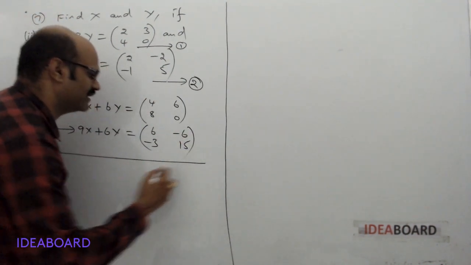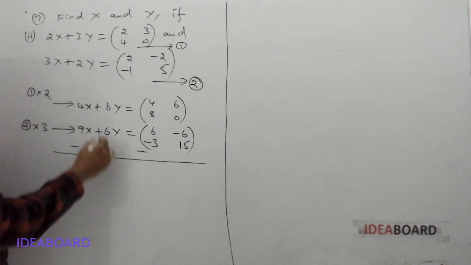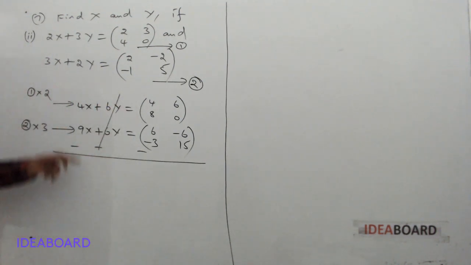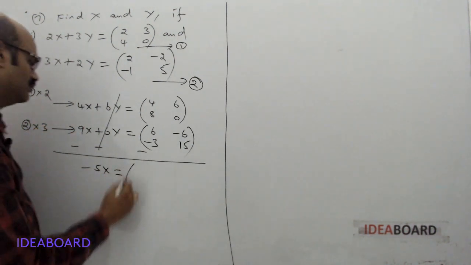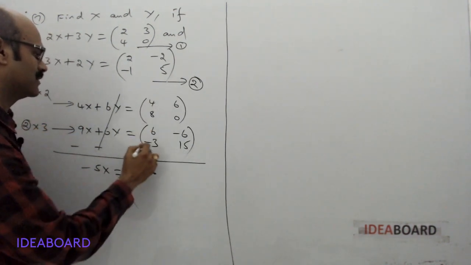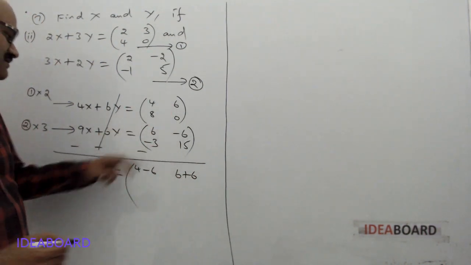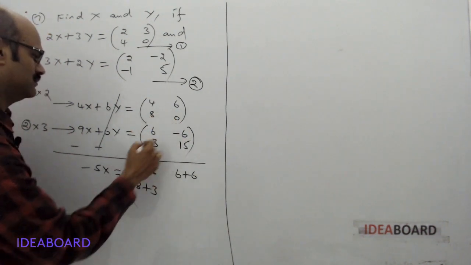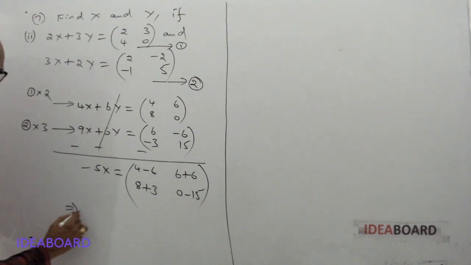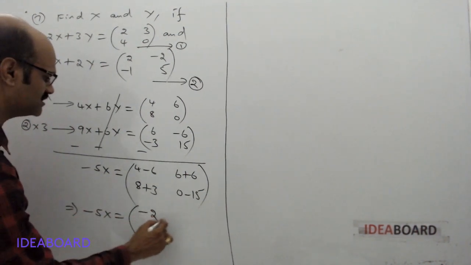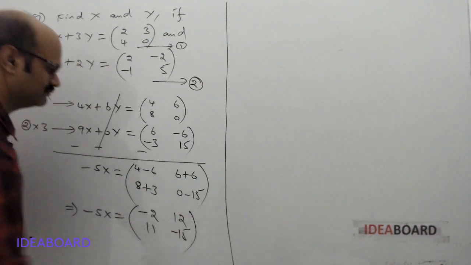Now here we have to subtract these two equations. By subtracting, we get plus 6y minus 6y cancelled here. So 4x minus 9x equal to minus 5x equal to 4 minus 6, 6 plus 6, next 8 plus 3, 0 minus 15, equal to minus 5x equal to minus 2, 12, 8 plus 3, 11, minus 15.